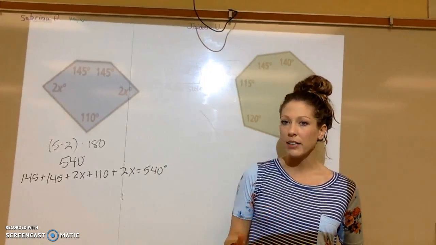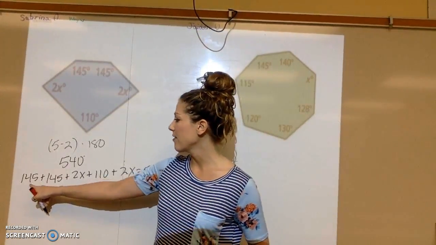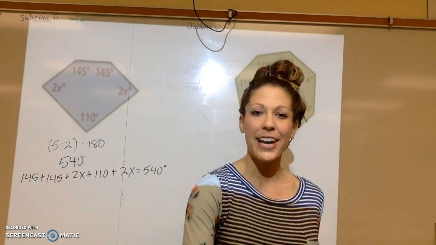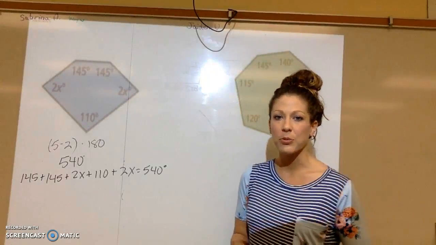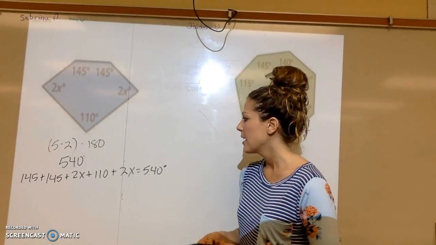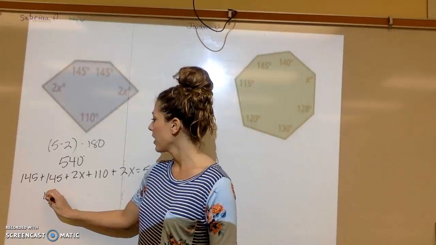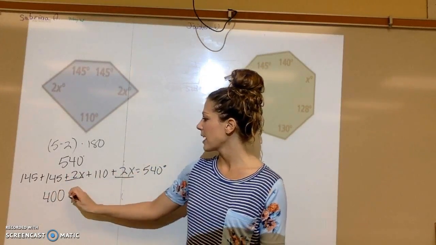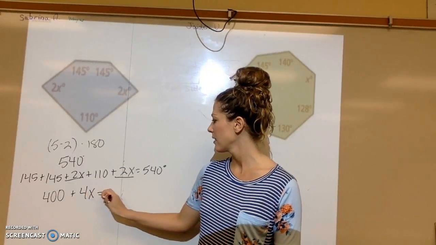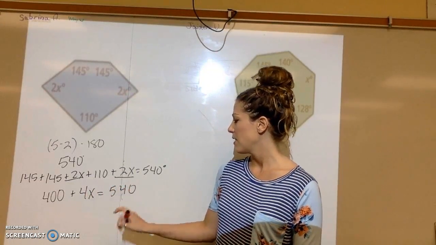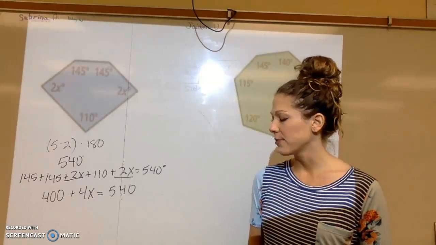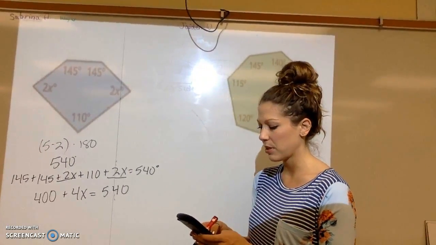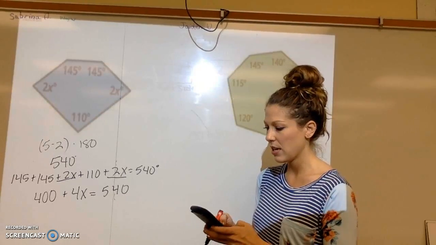So let's combine our like terms. So 145 plus 145 plus 110. Feel free to use a calculator there. So let's see, 145 plus 145, that's 290. Plus 110, that's going to be 400 degrees. 2x and 2x, that makes 4x. So 400 plus 4x, and let's check my math for a second. 145 plus 145 plus 110.